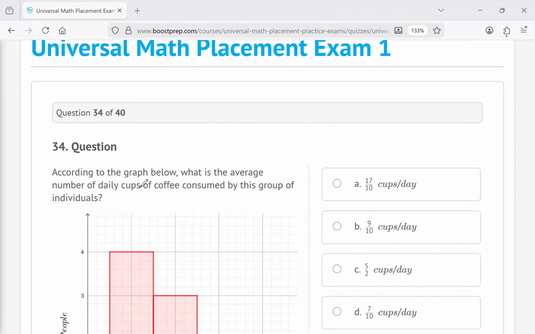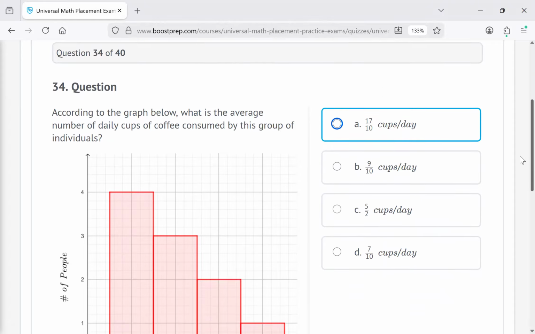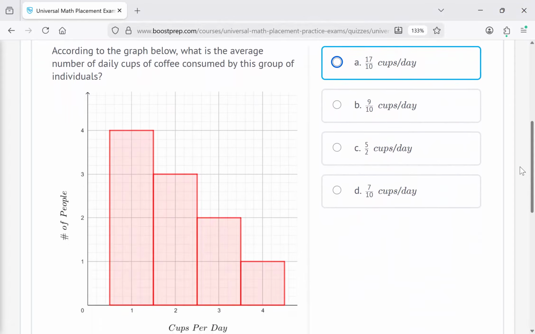Thirty-four, according to the graph below, what is the average number of daily cups of coffee consumed by this group of individuals? So how do you take the average in general? You just add the total amount and divide by the amount, right? So we have to be careful. When I did this one, I made a mistake. How do you do this one? I'll show you.